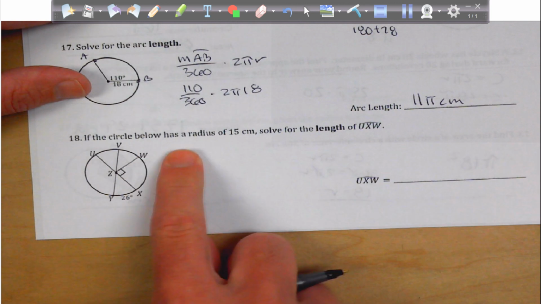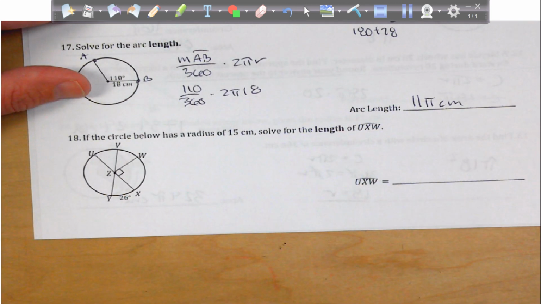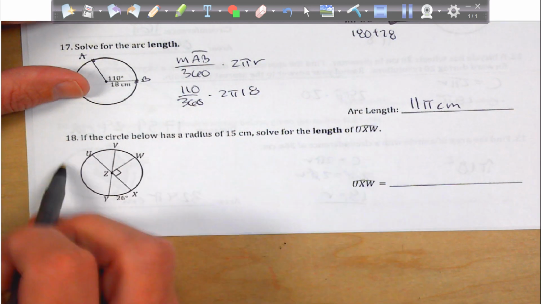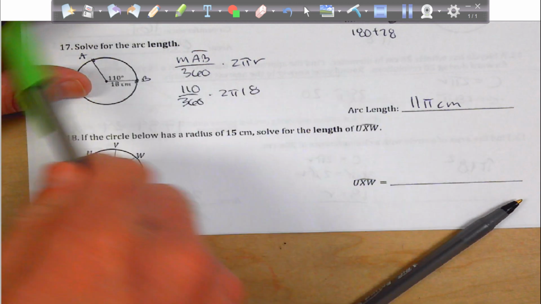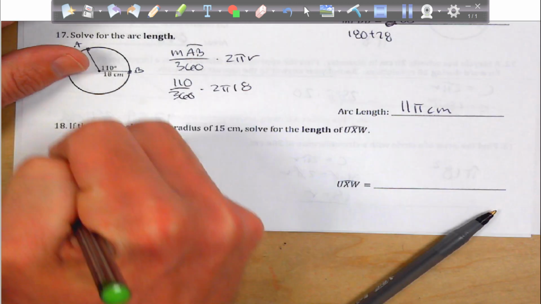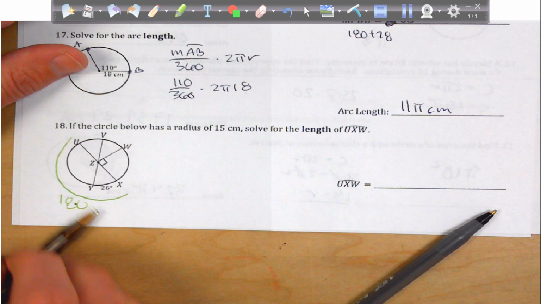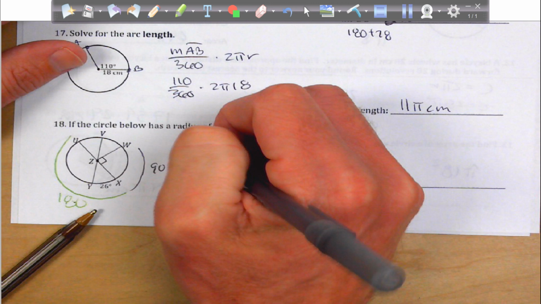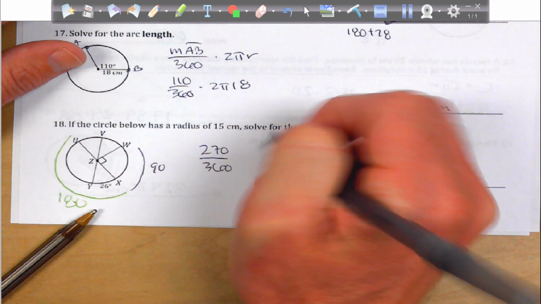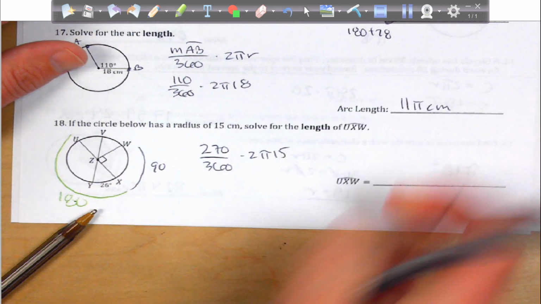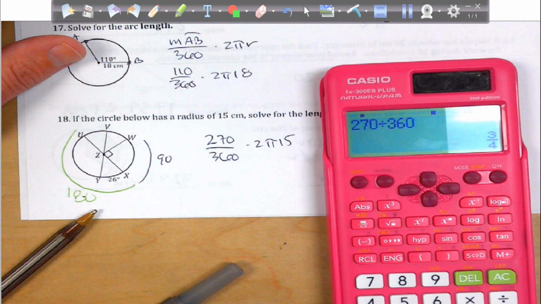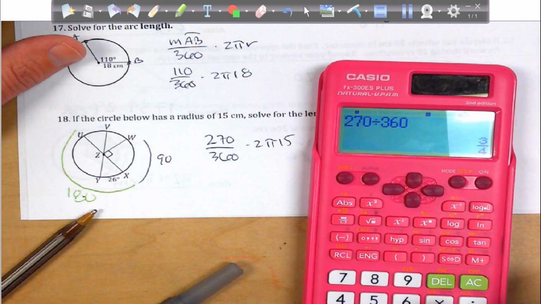If the circle has a radius of 15, solve the length of UXW. So UXW is basically 180 from U to X. From U to X is 180. And then we have to go an additional 90, so that's 270. So we should get 270 over 360 times 2 pi 15. And again, I'll just do that in my calculator. 270 divided by 360, which we know is going to be 3 over 4. Then times 2 times pi times 15.